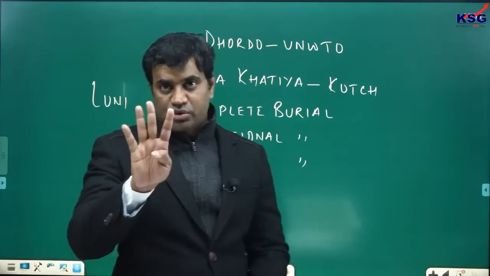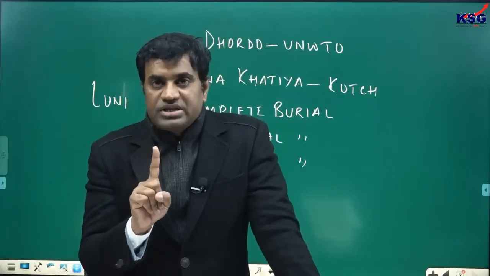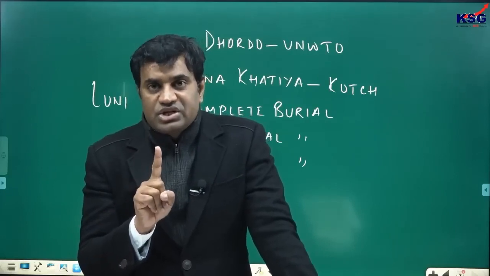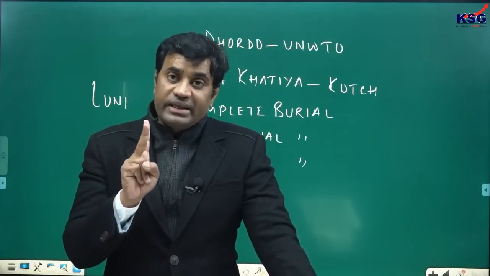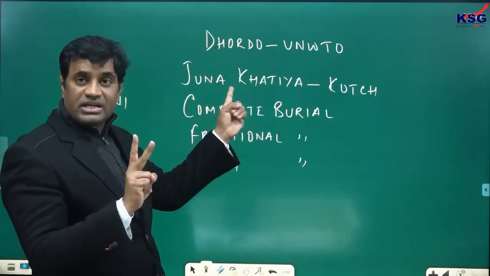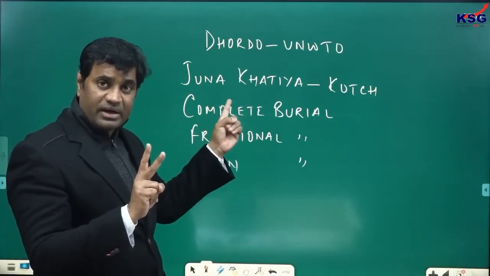So three things have to be prepared about the Kutch district, very important. One is Dholavira, which is the only site of Harappan civilization included in the list of UNESCO World Heritage Site. Second important thing is Juna Khatia village in the Kutch district, which has been found recently as a Harappan civilization site with distinct burial system.